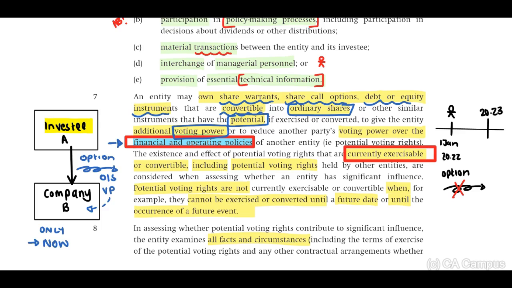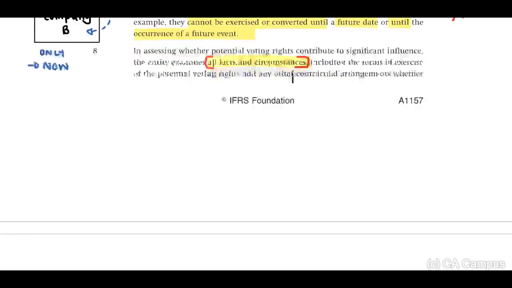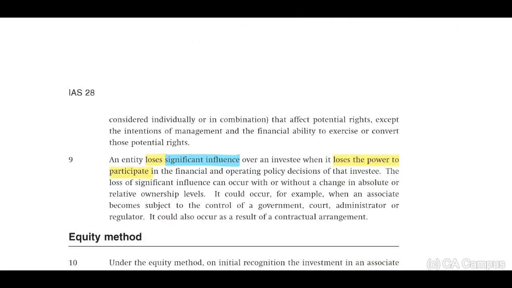Right, now your keywords: voting power, financial and operating policies. You will have to read a scenario very carefully. Okay. Take into account all facts and circumstances, and then it indicates to us in paragraph 9, an entity can lose significant influence when it loses the power to participate.